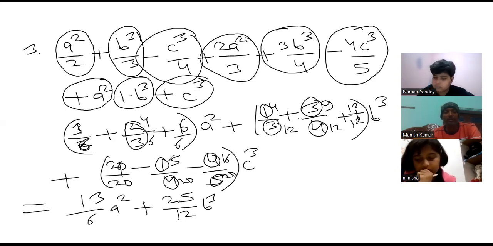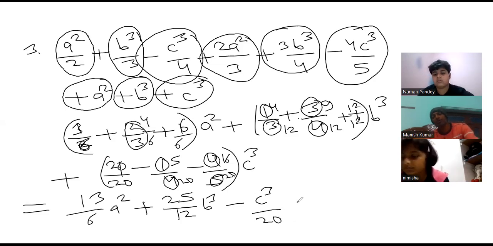Now we can do 20 minus 5, how much? 15. 15 minus 16 means minus 1, so minus 1 by 20. Is this the option given in any of the options?